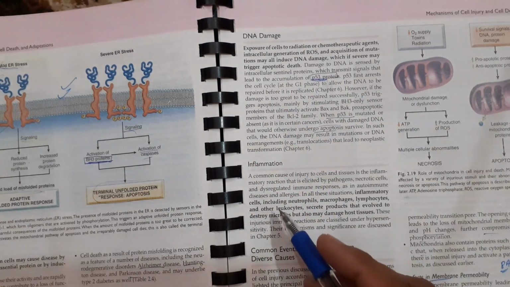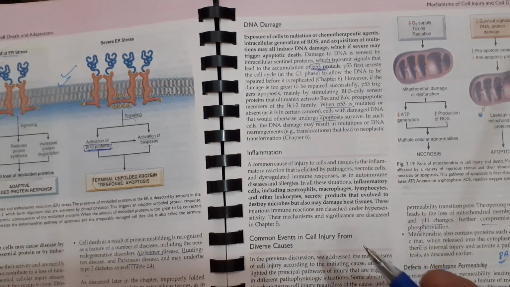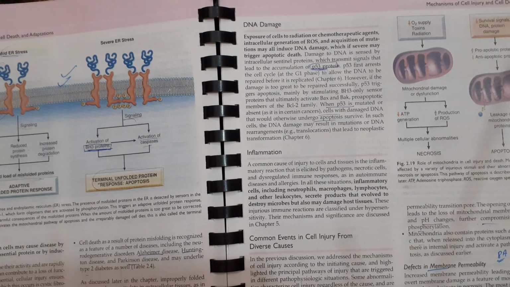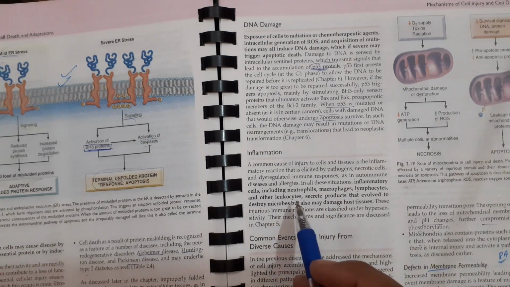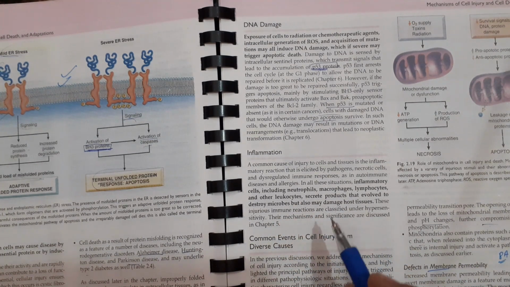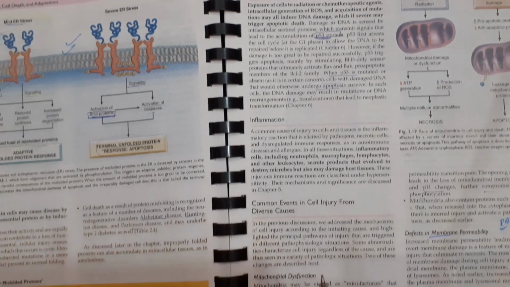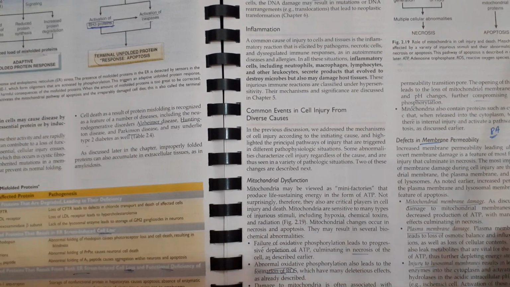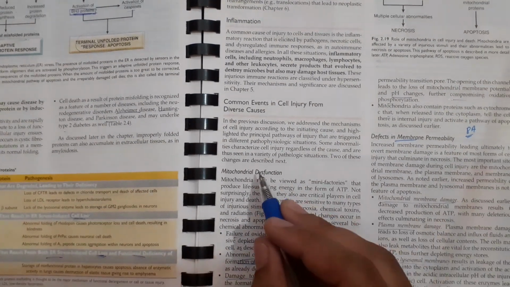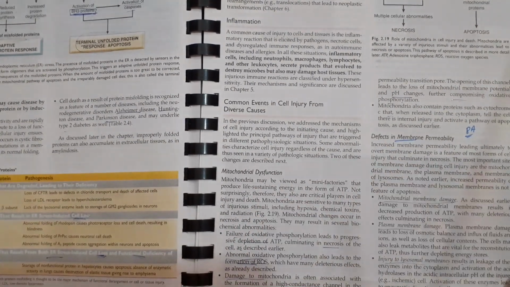Next, we come toward inflammation. As we know, when there is inflammation, there is a recruitment of leukocytes, macrophages, and neutrophils. All these, in addition to removing the damaging stimuli, can also induce damage to the normal cells. Next, we come toward the common events in cell injury. There are basically two common events. One is mitochondrial dysfunction, another is dysfunction in membranes.